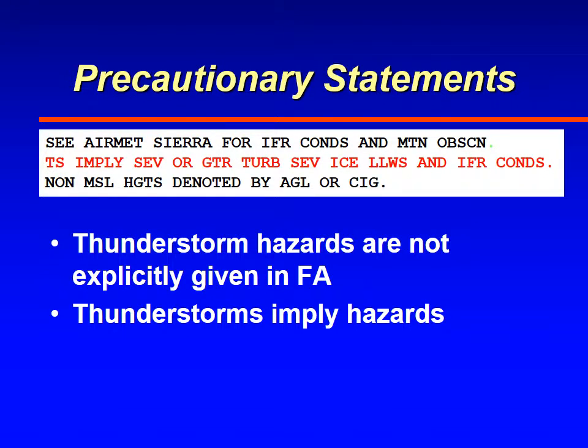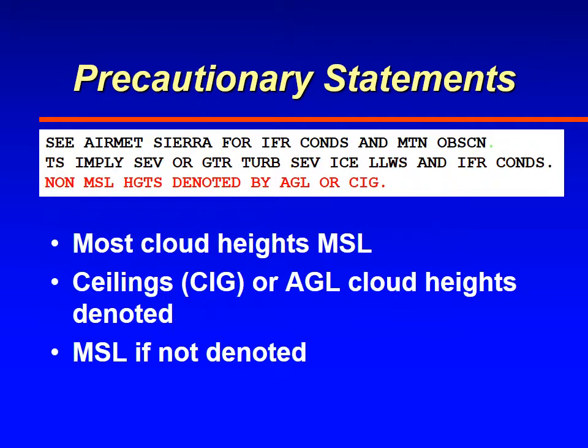It also goes on to say that thunderstorms imply severe or greater turbulence, severe icing, low-level wind shear, and IFR conditions. So the thunderstorm hazards are not explicitly given in the area forecast. You won't see any mention of severe icing, turbulence, or IFR conditions with thunderstorms. Just when you see them forecasted, you have to realize that those are implied. Also, the next line tells you that, of course, all the heights in this area forecast are MSL heights, and if they are AGL or CIG, they will be denoted by that. So MSL unless otherwise denoted.